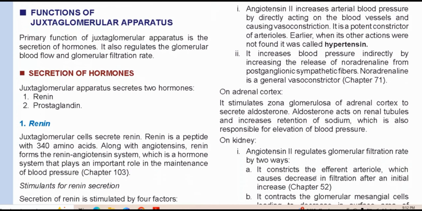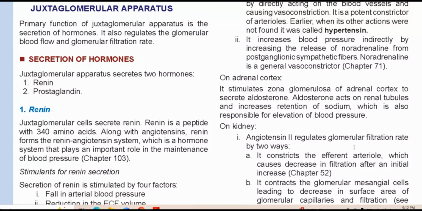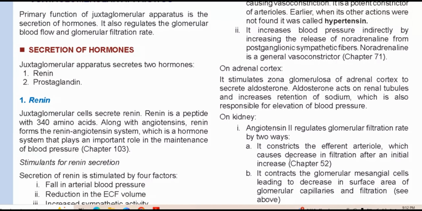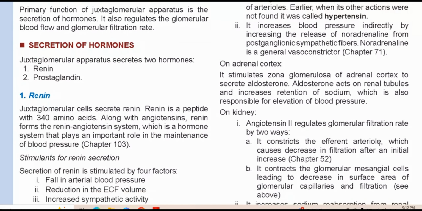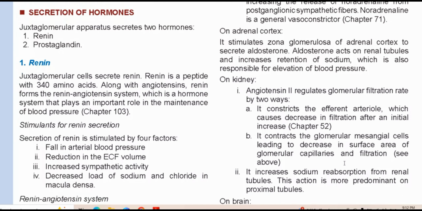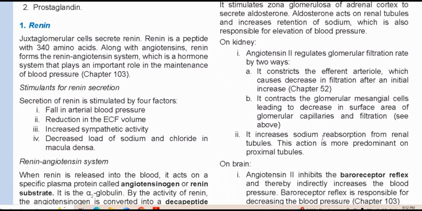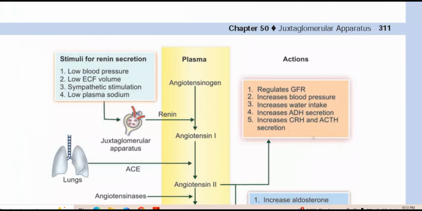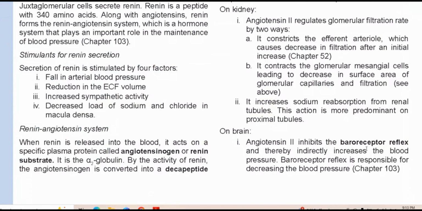On the kidney, angiotensin 2 regulates GFR in two ways. One is that it can constrict the afferent arteriole, and secondly, it controls the glomerular mesangial cells, leading to a decreased surface area of glomerular capillary filtration. It also increases sodium reabsorption from the renal tubules. On the brain, it indirectly increases the blood pressure by inhibiting the baroreceptor reflex, and the baroreceptor reflex is responsible for decreasing the blood pressure.